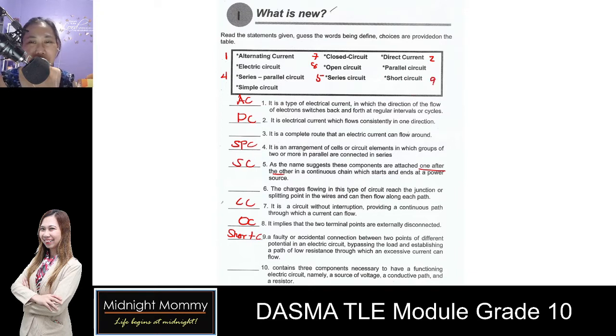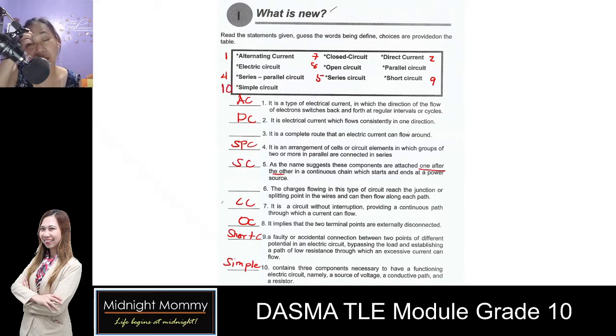Short circuit. Next, number 10, it contains 3 components necessary to have a functioning electric circuit, namely a source of voltage, a conductive path, and a resistor. Okay, so ang sagot po dito is, I think this is simple circuit. Ayan, simple. Okay, so ito yung number 10.